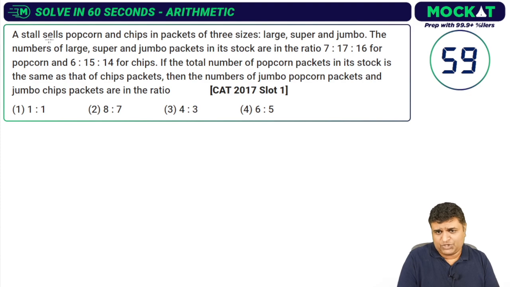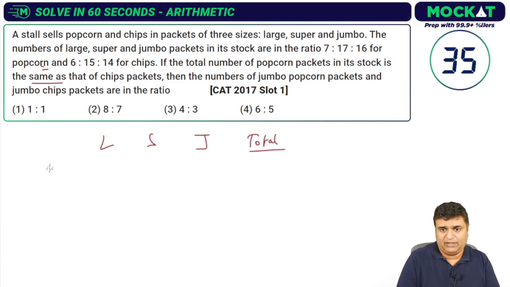A stall sells popcorn and chips in packets of 3 sizes: large, super and jumbo. The numbers of large, super and jumbo packets in stock are 7 to 17 to 16 for popcorn, something else for chips. If the total number of popcorn packets in its stock is equal to that of chips, the total is the same, the numbers of jumbo popcorn, jumbo chips only, right? So only those two I need to find out as to what ratio it's in. Okay, let's start with popcorn over here. Give some space and write down for chips over here.